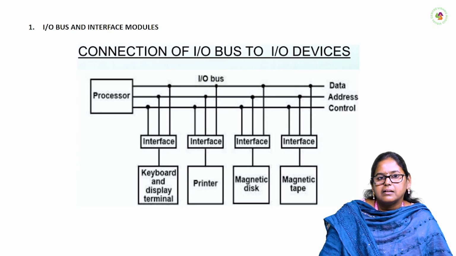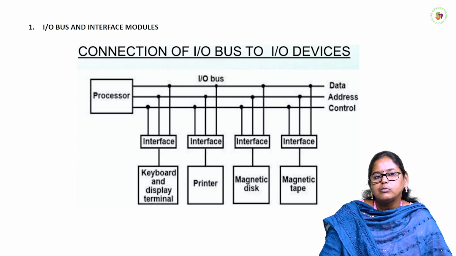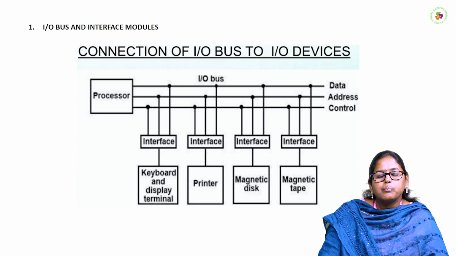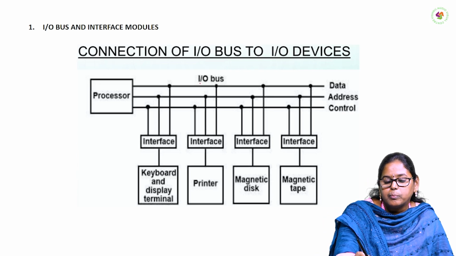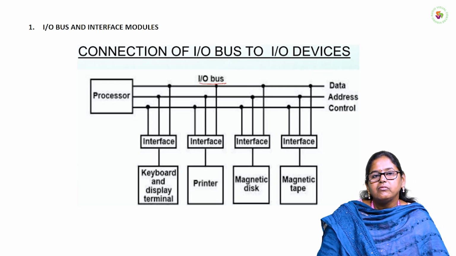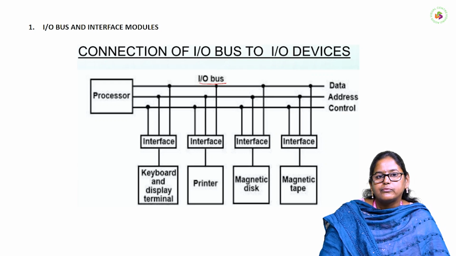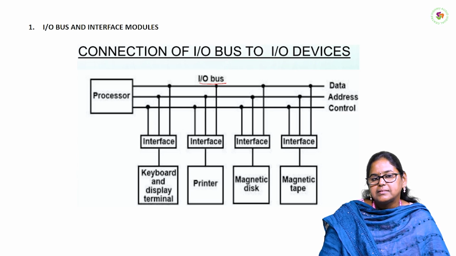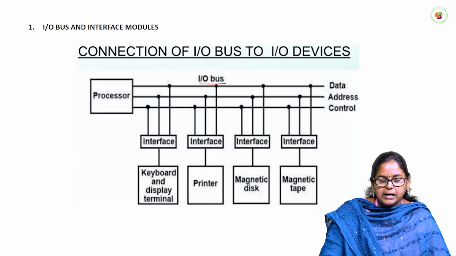In the figure, you can see that each and every I/O device is connected with an interface module. The processor and the different I/O devices are connected using the I/O bus. The I/O bus consists of three types of buses: the data bus, the address bus, and the control bus.